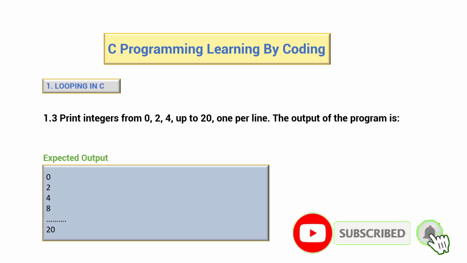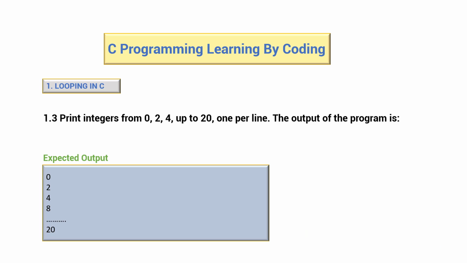In this tutorial, we have a task. Let's say we should print integers from 0 up to 20, one per line. And we should be counting on steps of 2. So we'll be going 0, 2, 4, 6, 8, 10, 12, and so forth till 20. So the expected output should be as follows. Let's go into Code::Blocks and see how we can implement that.